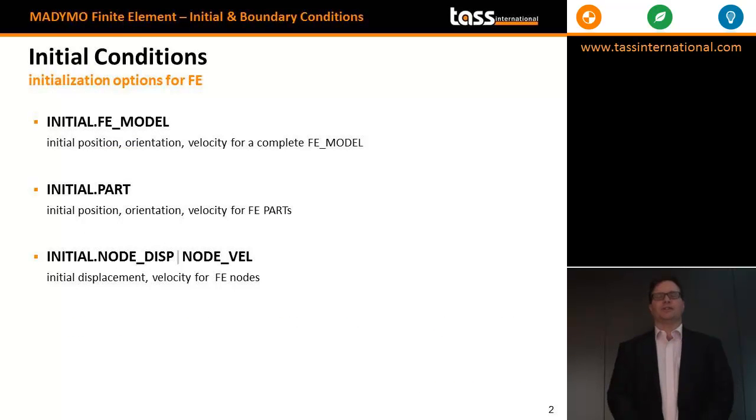The initial conditions in MADYMO can be specified with the keywords starting with the word initial. There are three different keywords. The initial.FE model, which is used to position complete FE models. The initial.part, which is used to position only a part of an FE model. And the initial.node.disp and node.val to position individual nodes of the FE model.